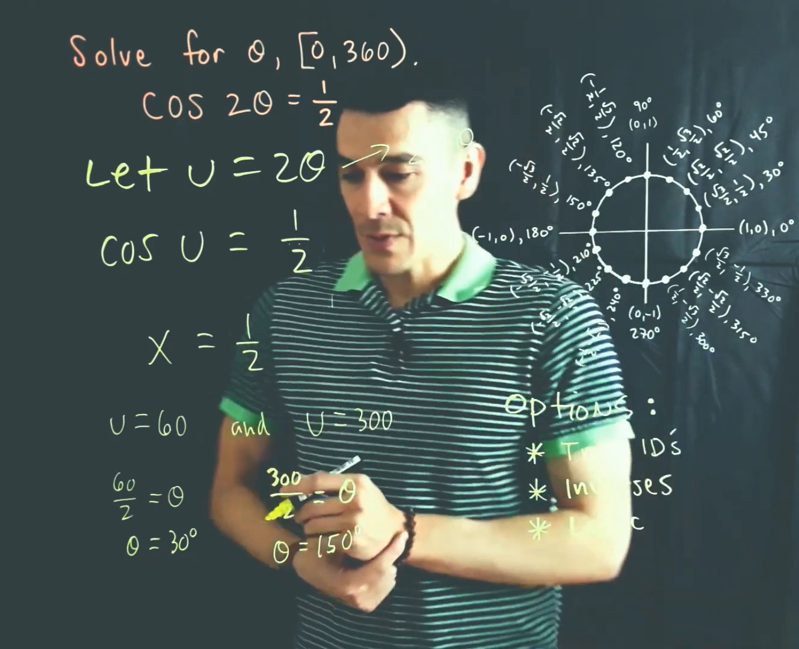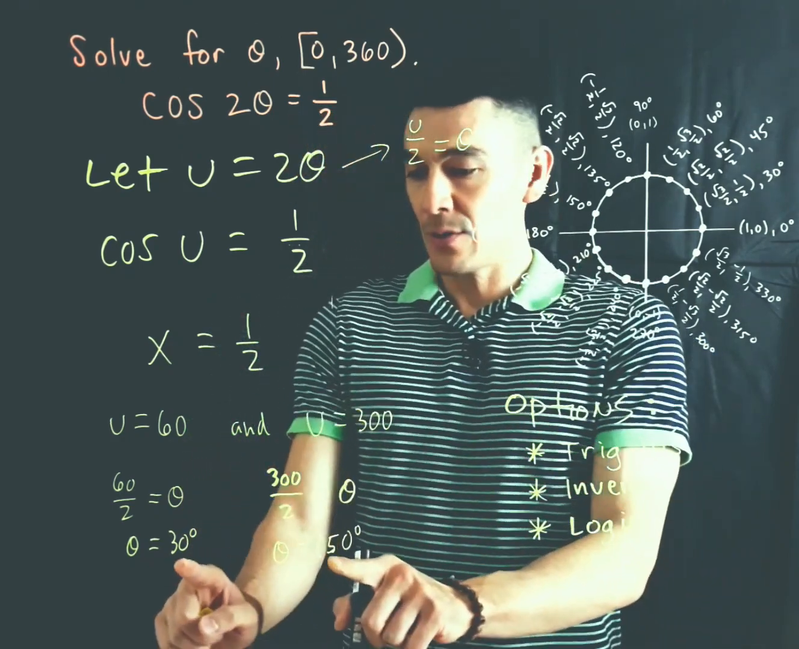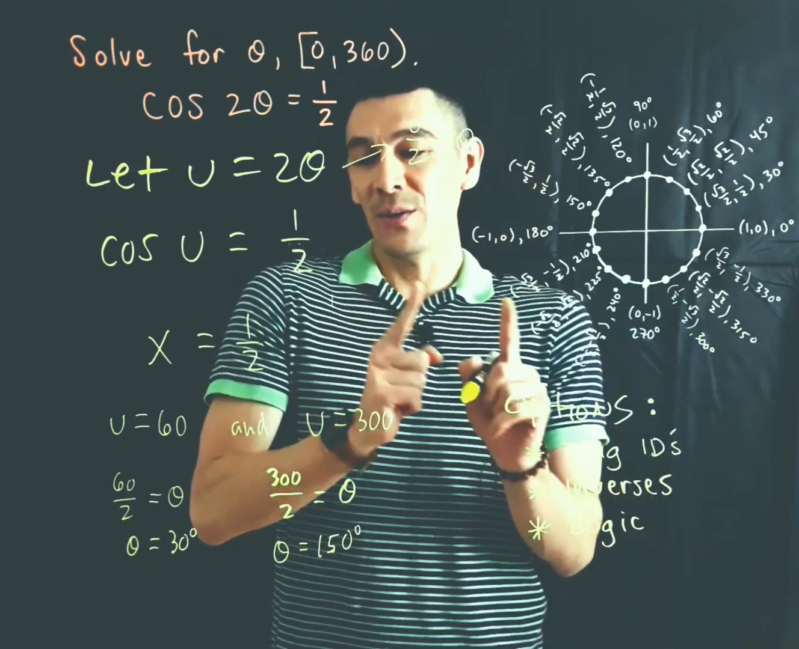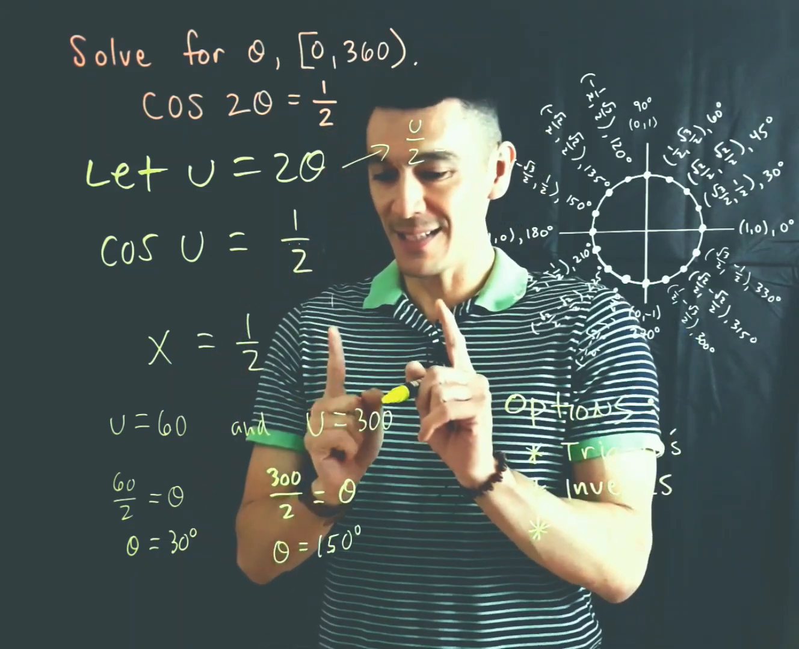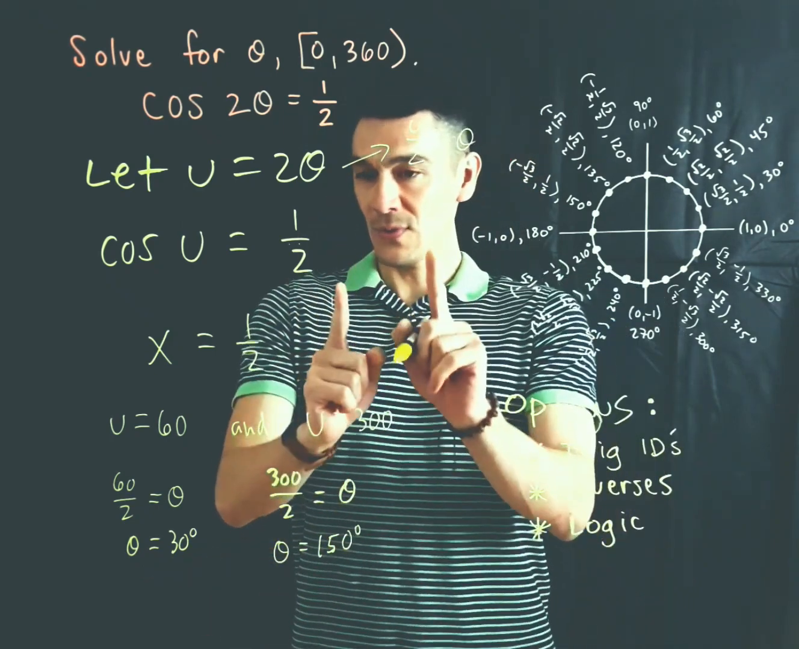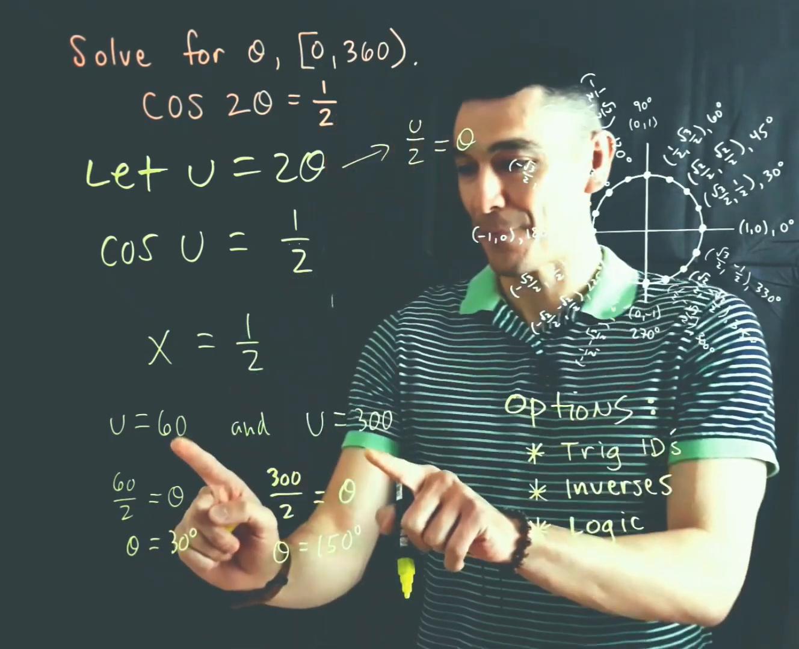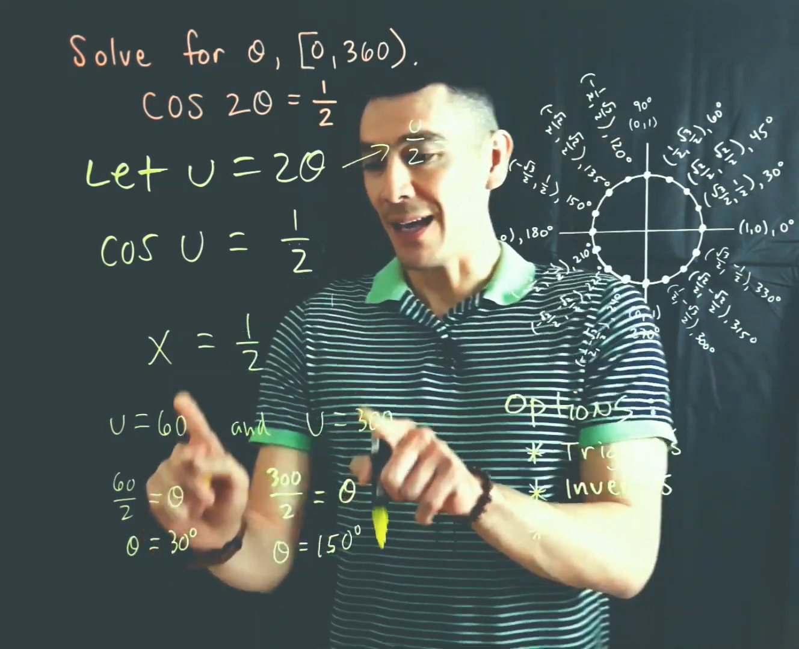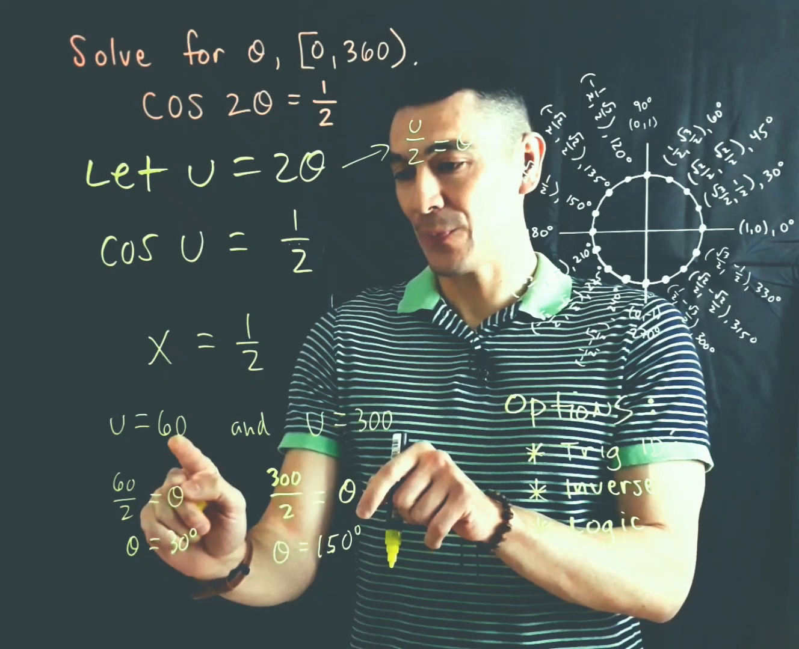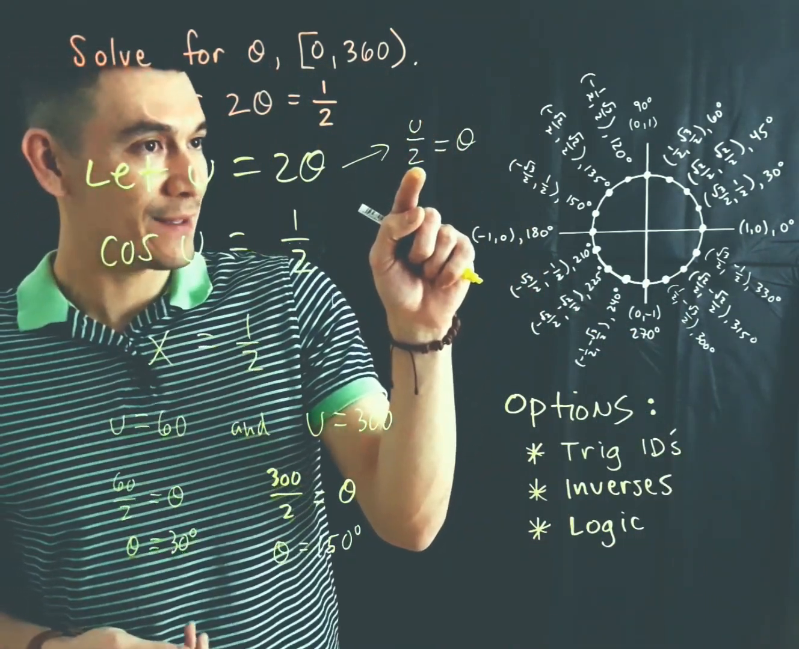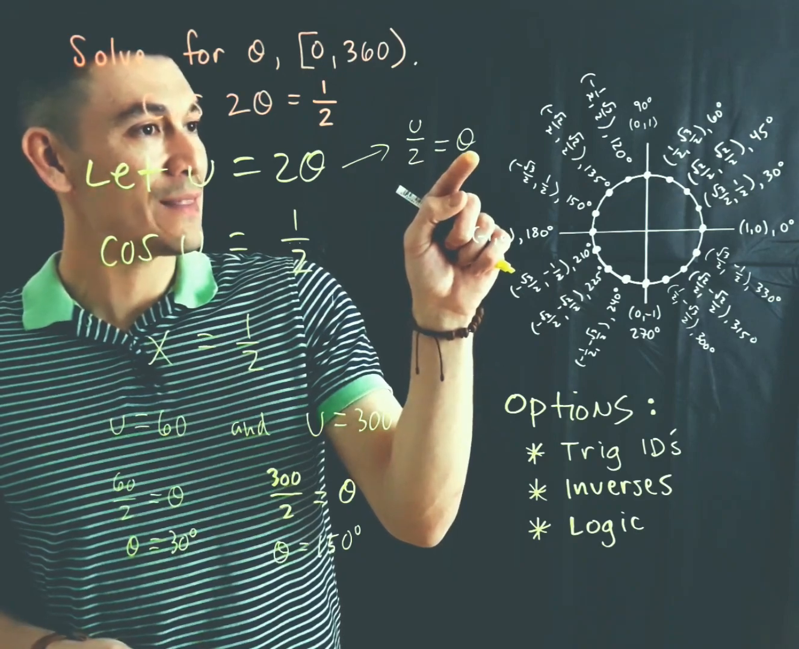Now you're saying, Mr. Lee, I did that, Mr. Lee, and you said we were wrong. I didn't say you were wrong. I said you weren't finished. Because here's the deal. These are correct, but there are more solutions. Watch. Let's go back here, okay? Let's go back here. Notice what happens. As soon as you find a value for u, you're going to put it right there, and you're going to chop it in half, and that'll be the value of theta.